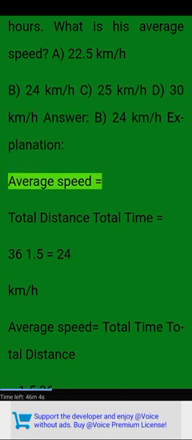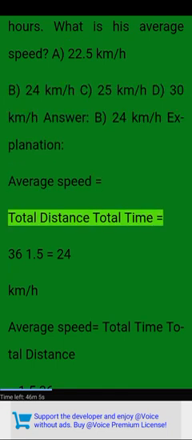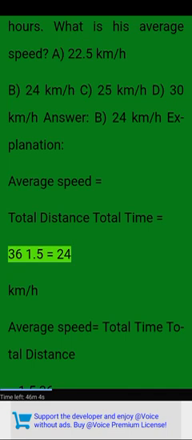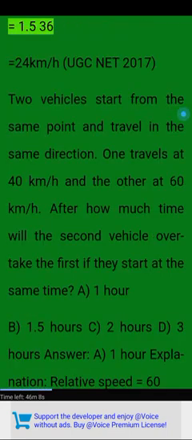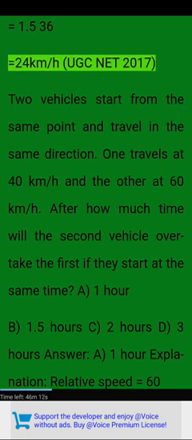Explanation. Average speed equals total distance divided by total time equals 36 divided by 1.5 equals 24 kilometers per hour.